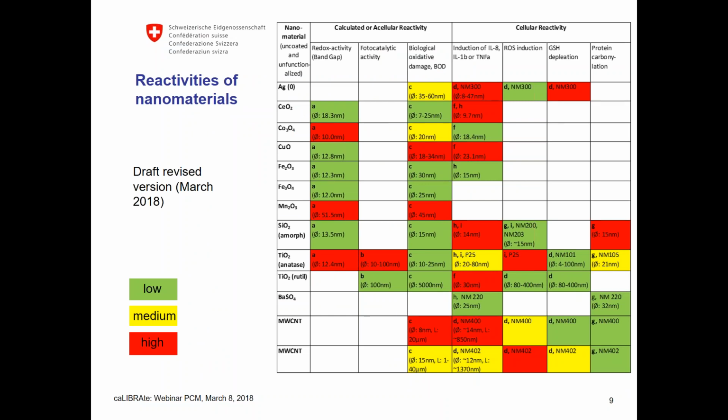And you can see it contains all the data coming from the literature. You can see here the different test systems are separated into cellular reactivities and the calculated and acellular reactivity. And you can see the footprints of the different nanomaterials on the list are quite different. And what you can see is the rating. The low and medium is in yellow and the high is in red.